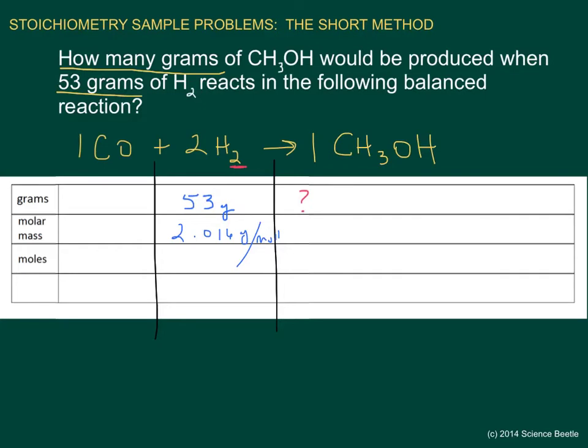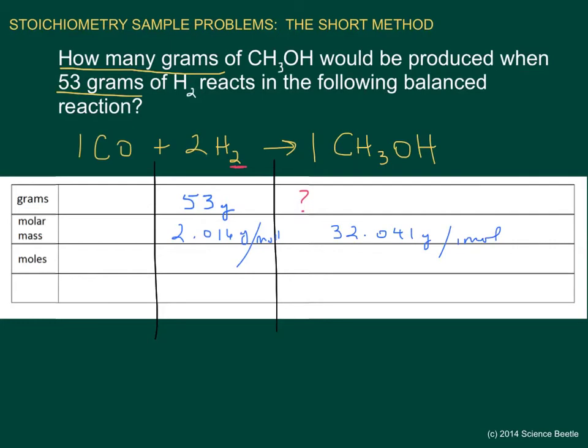We do the same thing for the CH3OH, so we take the mass of the 1 carbon, 4 hydrogens, and 1 oxygen. If we do that, we find the molar mass for this compound is 32.041 grams per 1 mole of CH3OH.